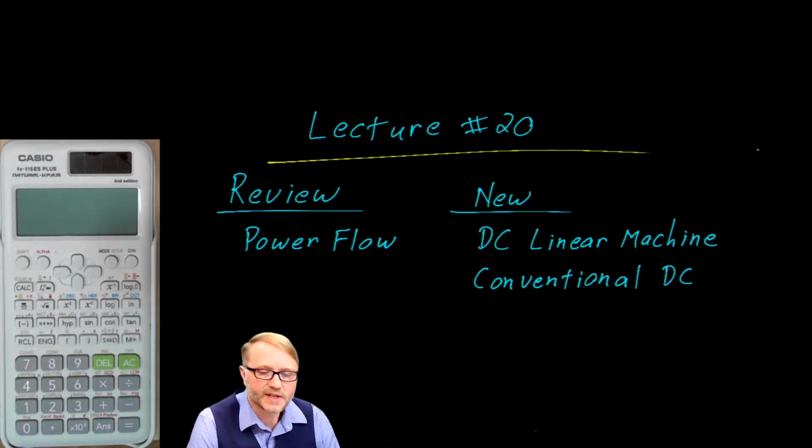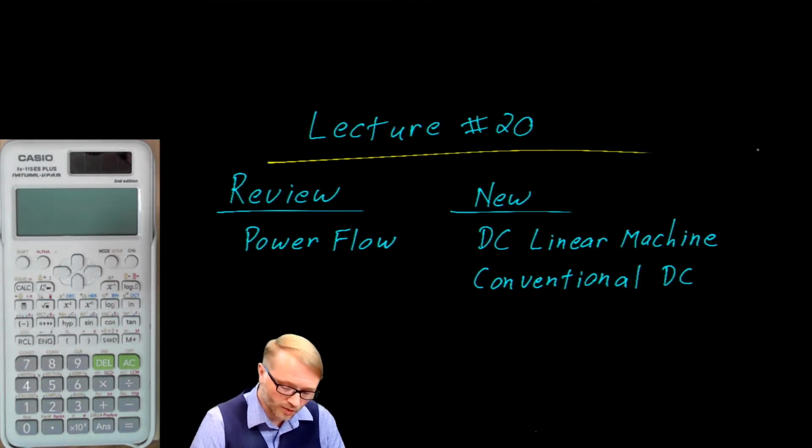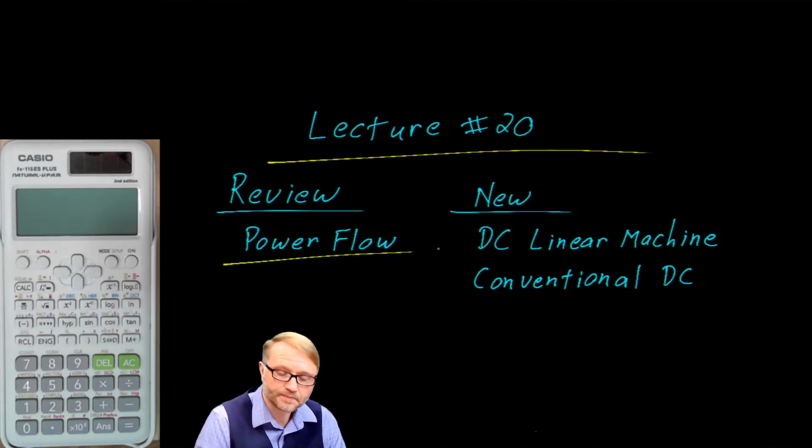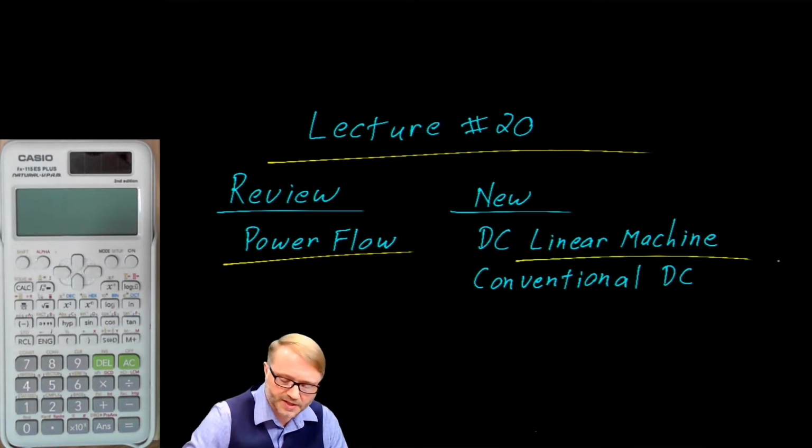Lecture number 20. Exam number 3 is now behind us, and we only have a few weeks before this class is over. Today, I'd like to review the power flow diagram, and then we'll move to DC machines, including the DC linear machine, which is really just a thought experiment, and then the conventional DC machine.